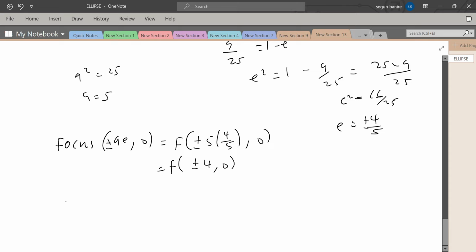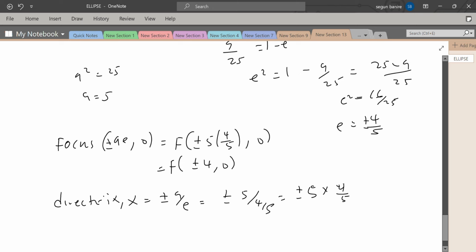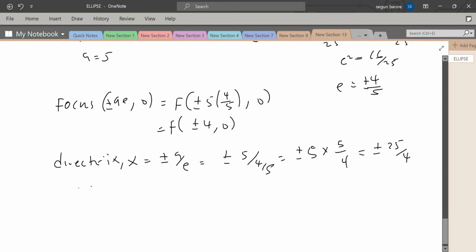Okay, then our directrix will be on the x-axis also, x equals plus and minus a over e. So you get a is 5, e is 4 over 5. So that is plus and minus 5 divided by 4 over 5. If you want to change that division to multiplication, you take the inverse, so that becomes 5 over 4, and this becomes 25 over 4. So this is your directrix. Okay, so we are done with that problem.